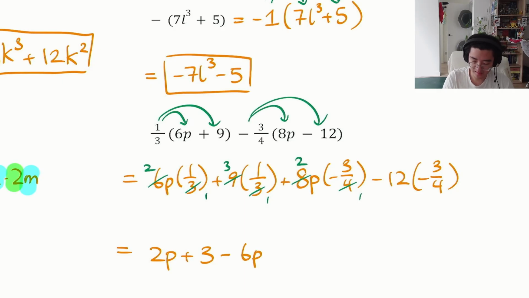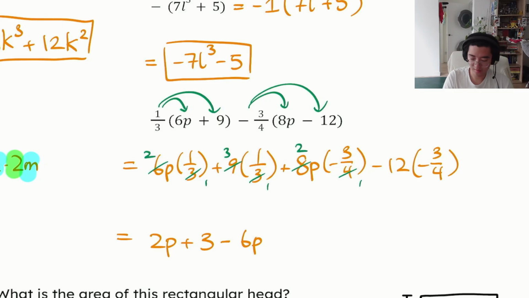Right, and then negative 12 times negative 3 over 4. Both divisible by 4. So we are working with 3 times 3, which is 9, or negative 3 times negative 3, which is 9. And look at that, we can keep going.